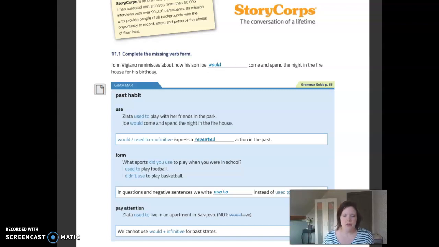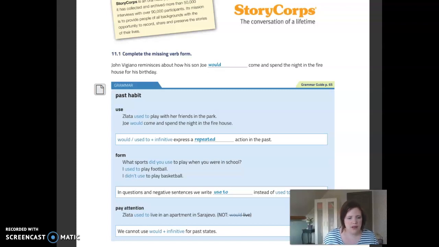Pay attention, we cannot use would plus infinitive for past states. Have a look at the example there. Zlata used to live in an apartment in Sarajevo, not she would live in an apartment in Sarajevo. Would is only possible for past actions, not for past states. So there is a difference there. If you're not sure, use used to. That is always correct.